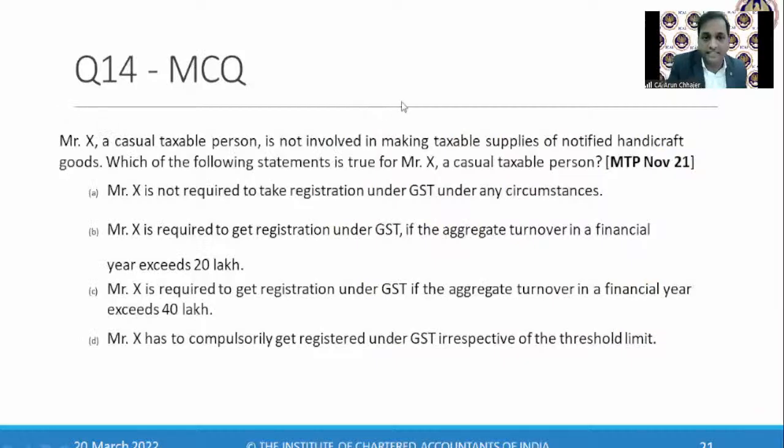Now give me the right answer. Once again, I'm requesting all, please give me the correct answer now.